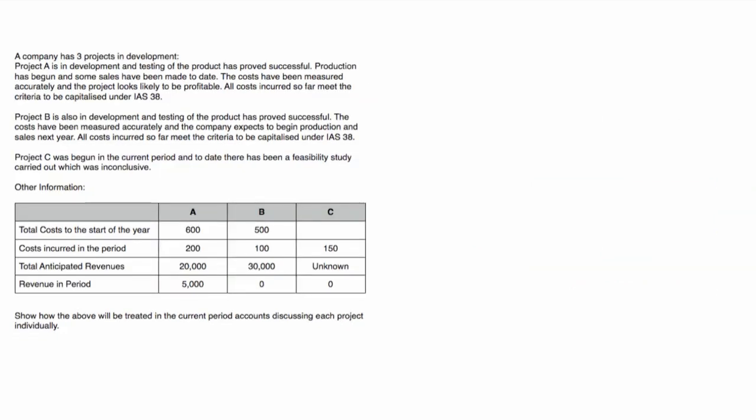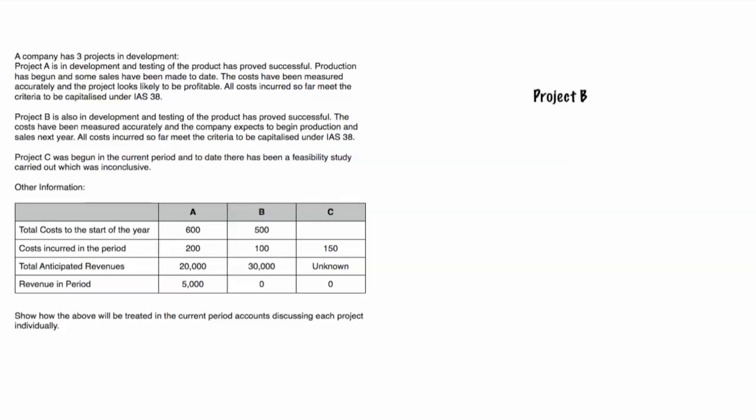What about Project B then? Well, it is also in development. Testing has been successful. Costs are measured accurately and they expect to begin production next year. All costs so far meet the criteria. Now, that means that yes, we can capitalise it, but no, we can't yet amortise it because we haven't started production yet.